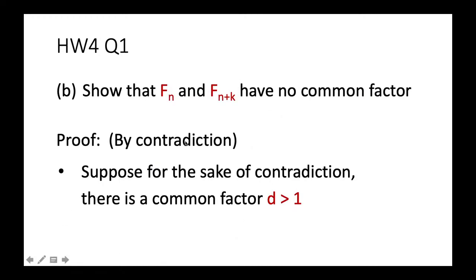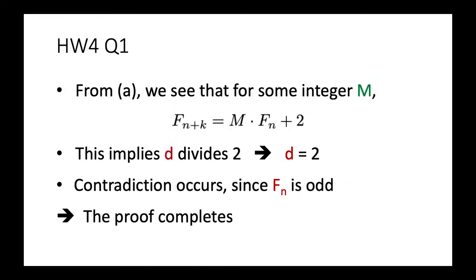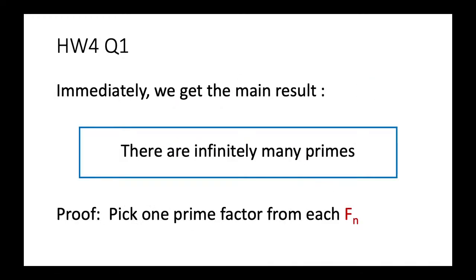So what do we know now? We can take this for granted: f of n and f of n plus k do not have a common factor. For any two Fermat numbers, they don't have any common factor. Okay, immediately we can get the main result that we want to show here. We want to show that there are infinitely many primes.